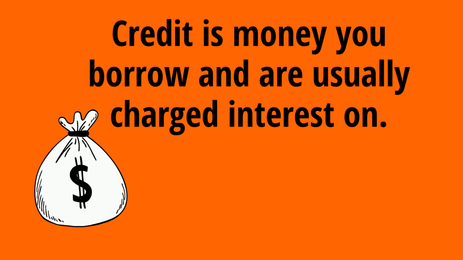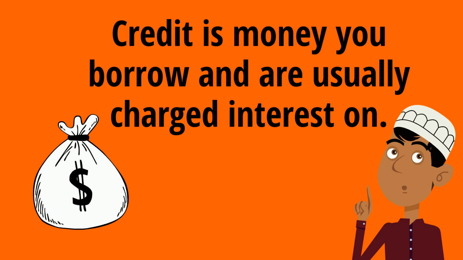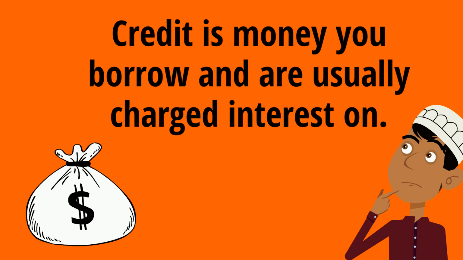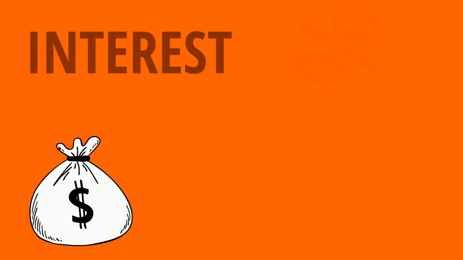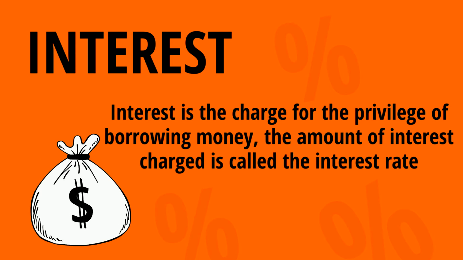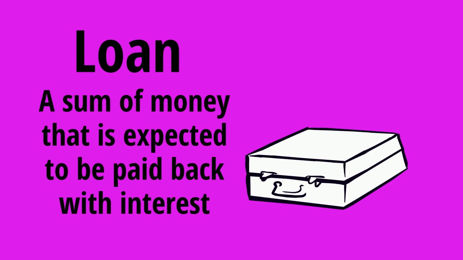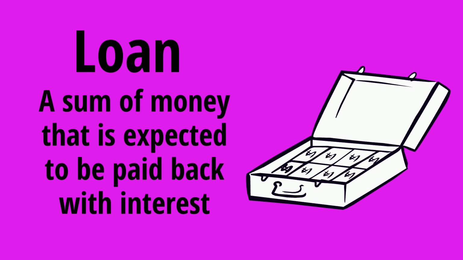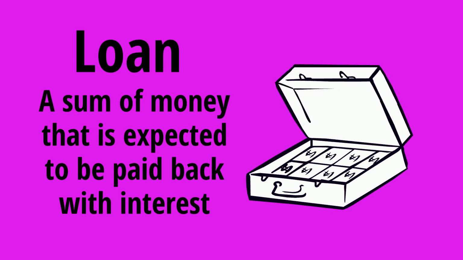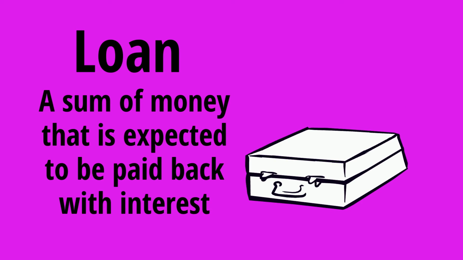Another way to talk about credit is to say that it is money that you borrow and are usually charged interest on. But what is interest? Interest is the charge for the privilege of borrowing money. The amount of interest charged is usually called the interest rate. Something which you are commonly charged interest on is called a loan. A loan is a sum of money that is expected to be paid back with interest.